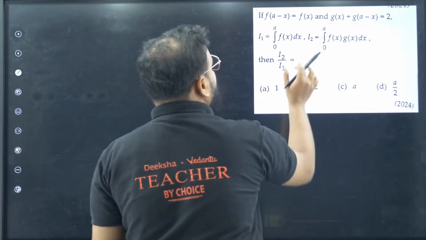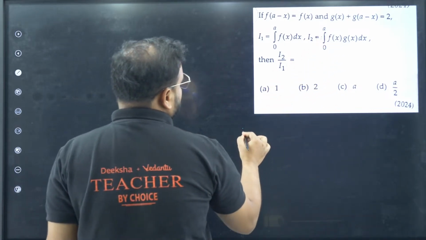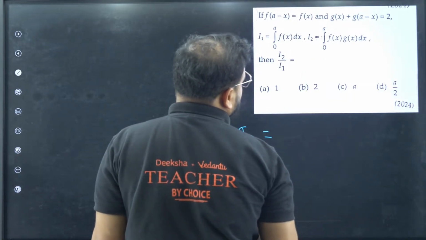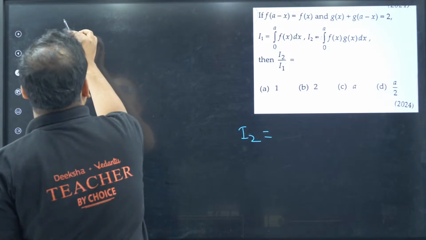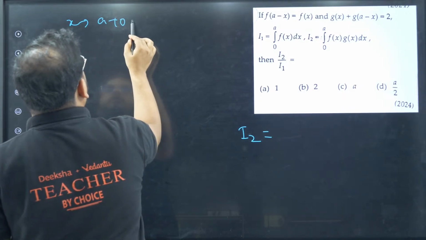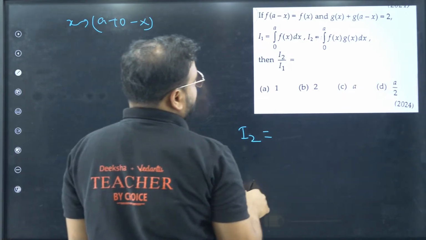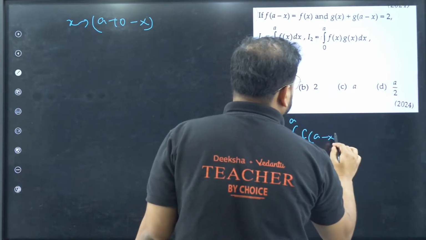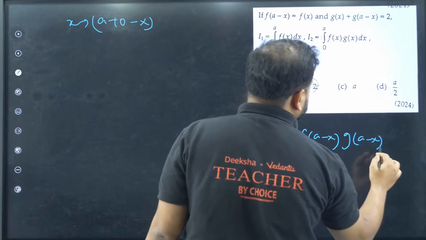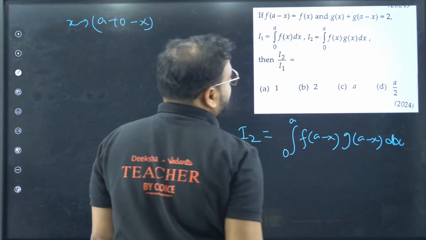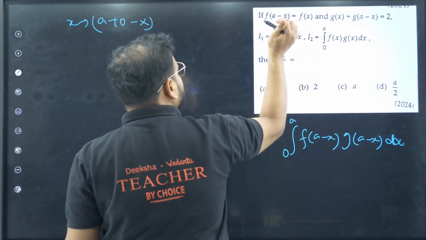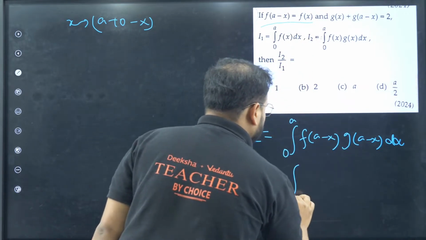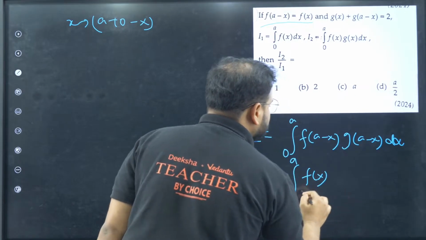If you are solving for I2, somebody was telling me about King's rule right now. We can use that here. Substitute x as a plus 0 minus x, which is simply a minus x. The limits remain the same. We have f of a minus x times g of a minus x, with dx of course. What is f of a minus x? Same as f of x. Check the first statement. Same as f of x.